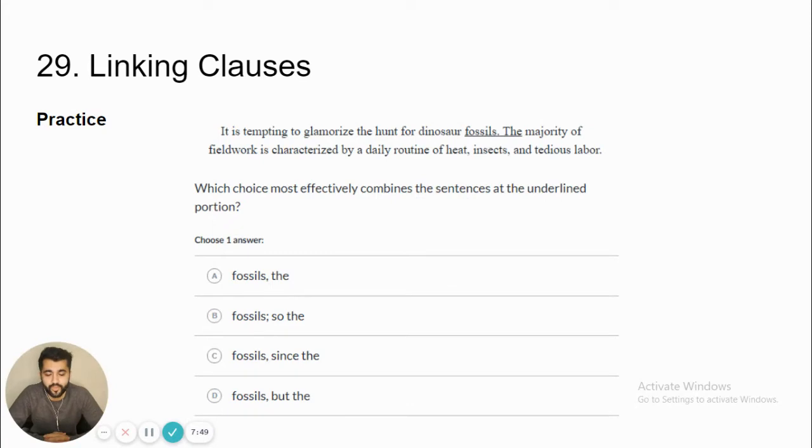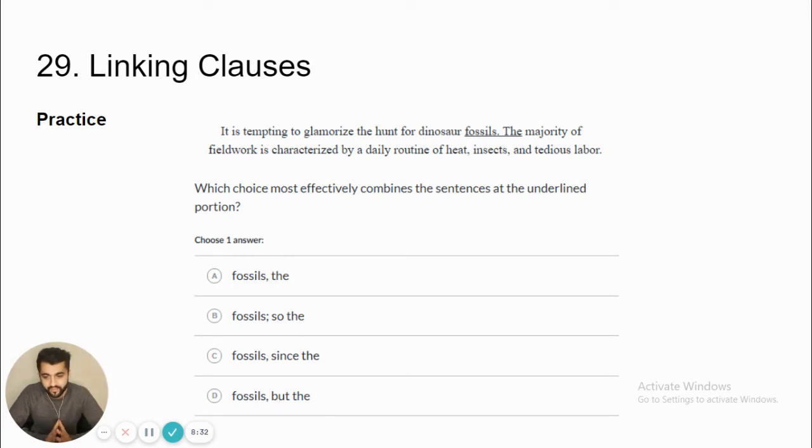Okay, so let's look at a practice question. It is tempting to glamorize the hunt for dinosaur fossils. Period. The majority of field work is characterized by the daily routine of heat, insects, and tedious labor. Which choice most effectively combines the sentences at the underlined portion? Okay, so we have two independent clauses here, and one of the ways that we can link independent clauses is by using a comma plus a FANBOYS conjunction. All right. If we look at the options, option D satisfies that condition. We have a comma plus a FANBOYS conjunction. So the correct option is D.